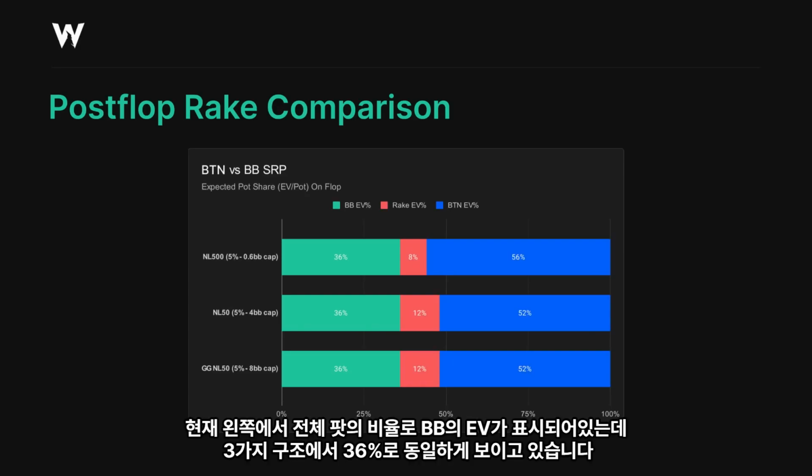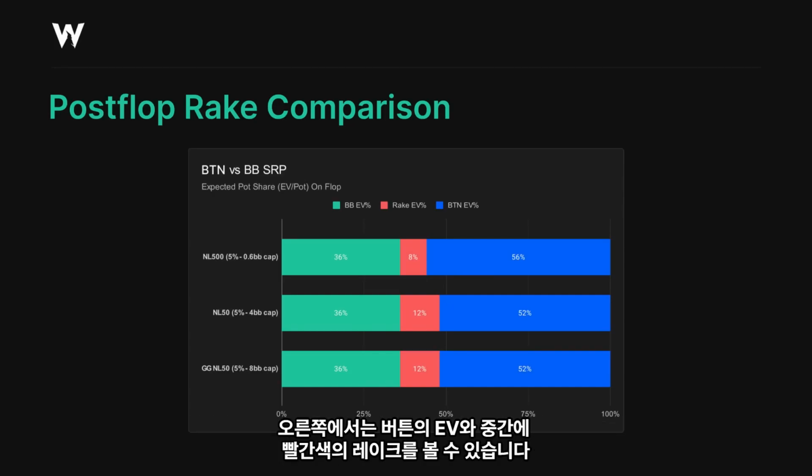So here we see the big blind's expected value as a percentage of the total pot on the left-hand side. And we can see it's 36% at all three rake structures. On the right-hand side, we see button's expected value, and the rake is red in the middle. And it looks like big blind's EV stays the same, whereas the rake is kind of eating into the button's win rate.